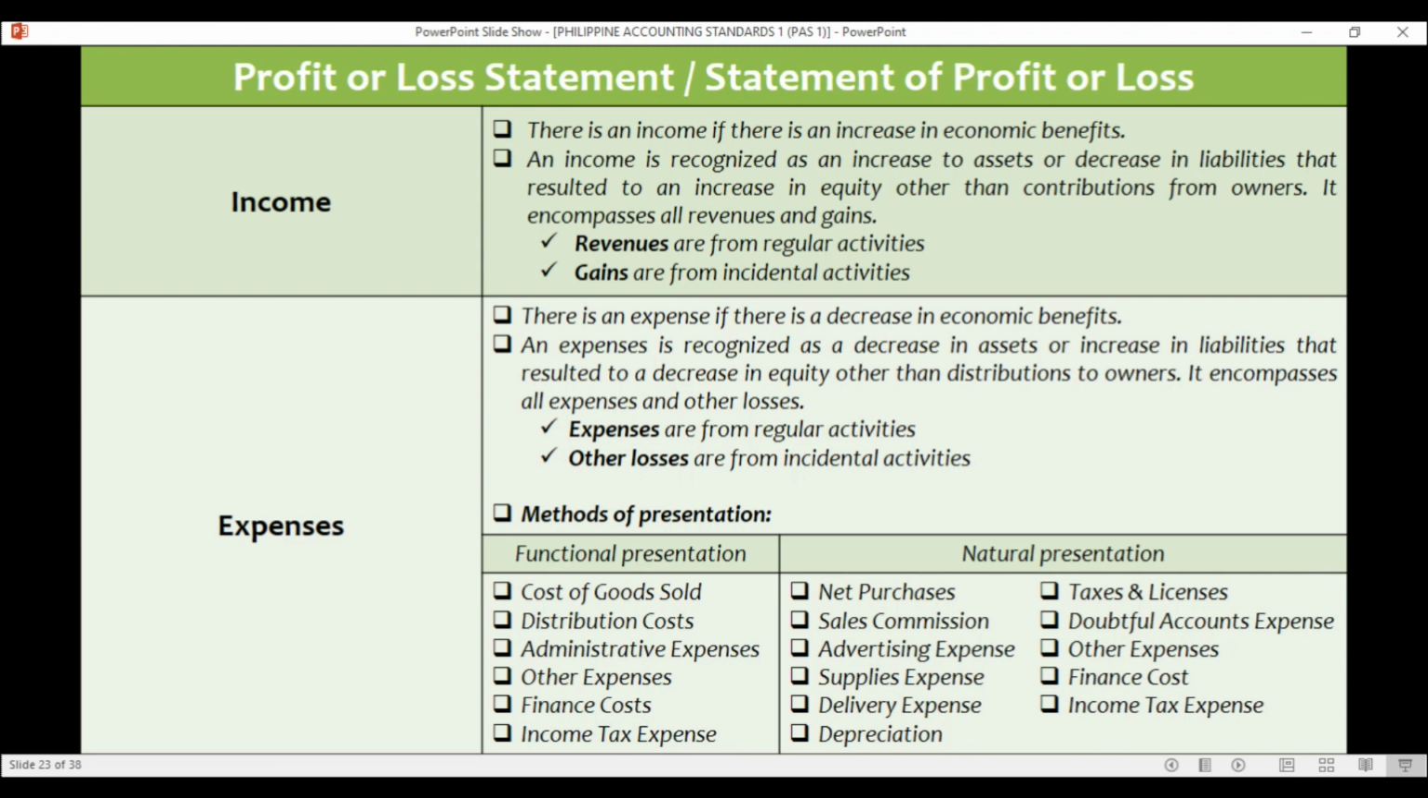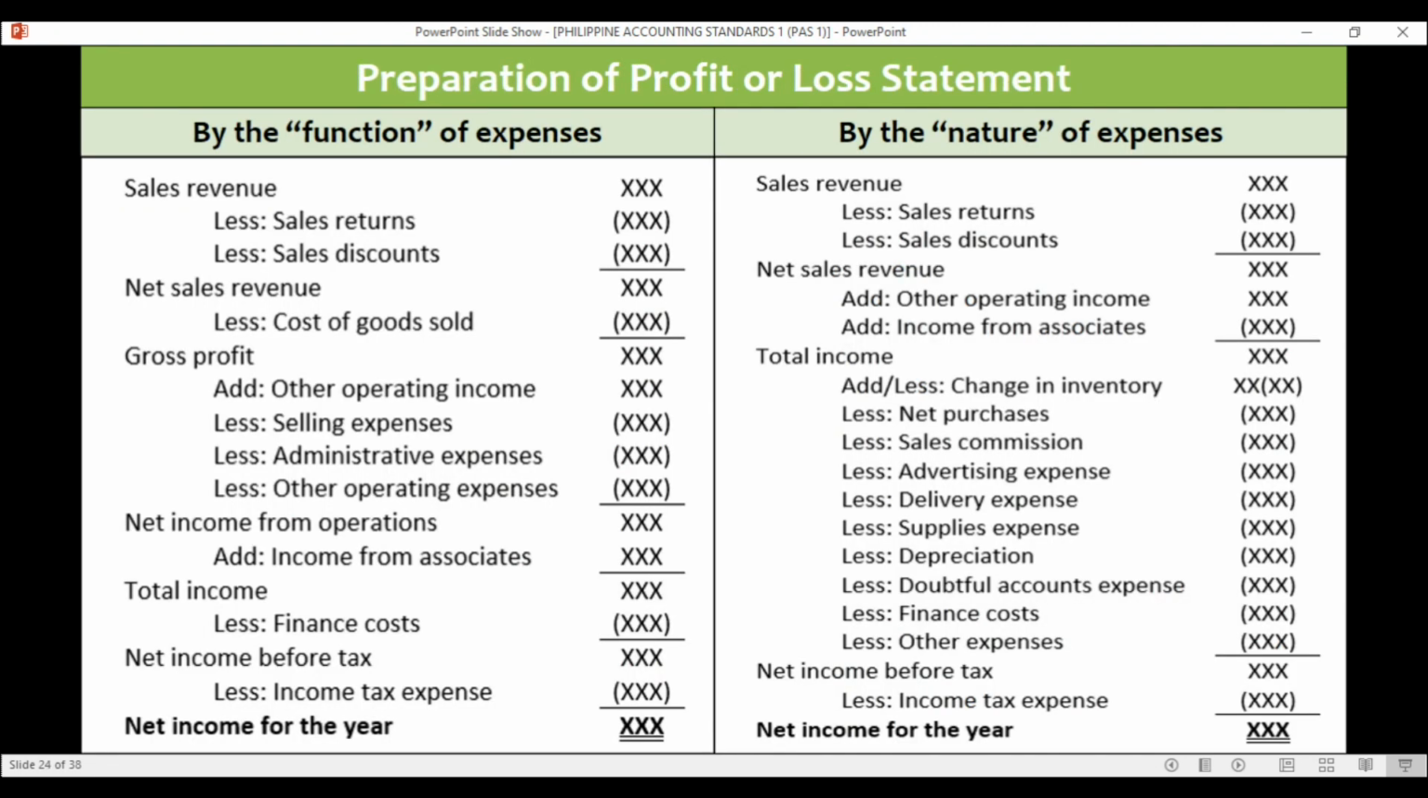But under the natural presentation, we present the income statement showing the nature of the expenses, showing items such as net purchases, sales commission, advertising expense, down to income tax expense. Generally, functional and natural presentation are similar in at least three items: other expenses, finance cost, and income tax expense. So here is an example of the format for preparing a profit or loss statement showing function and nature of expenses, or functional presentation and natural presentation.